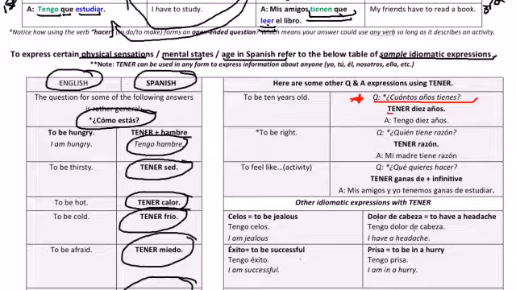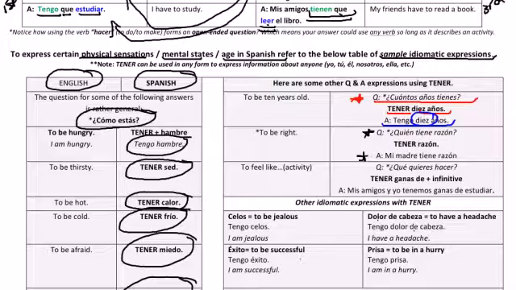So you're going to use a form of tener plus the amount of years, which would be a number, and then you're going to end up saying años. So your question is going to be ¿Cuántos años tienes? And your answer is going to be Tengo 10 años, or the correct number that would go within that grammar. Another question that we use with tener would be ¿Quién tiene razón? Mi madre tiene razón.